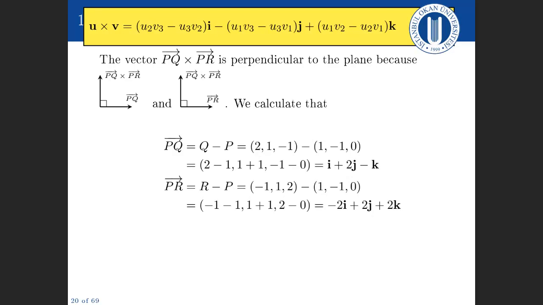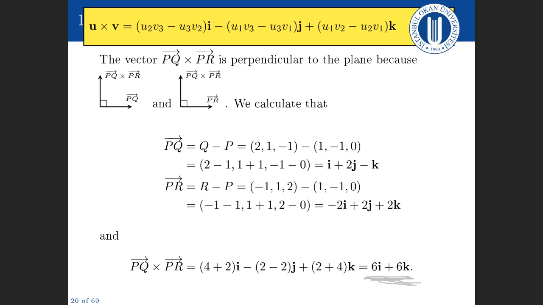So let's do the calculation. We can calculate PQ, that's Q minus P, and we can calculate PR, or R minus P. And then we can do the cross product of these two vectors. I'm going to be deliberately quick here. I'm going to leave this for you to check, rewatch the lecture, or read through the slides and check that you're happy with this calculation. Please check that the answer is 6i plus 6k.